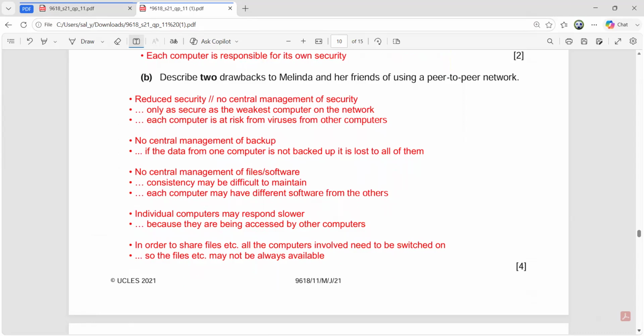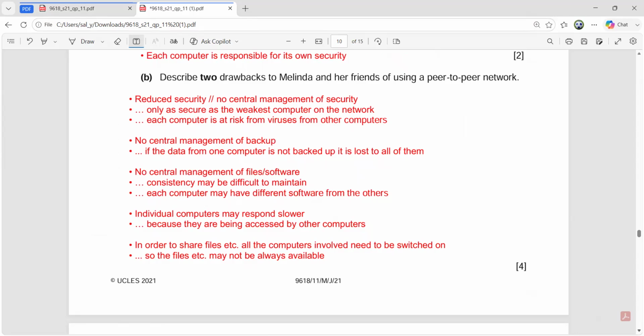And another drawback is no central management of backup. Because if the data from one computer is not backed up, it is lost to all of them. Like none of them is able to get that data. No central management of files or software means consistency may be difficult to maintain because each computer may have different software from the others.